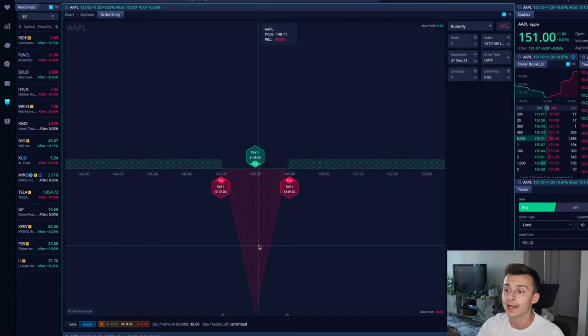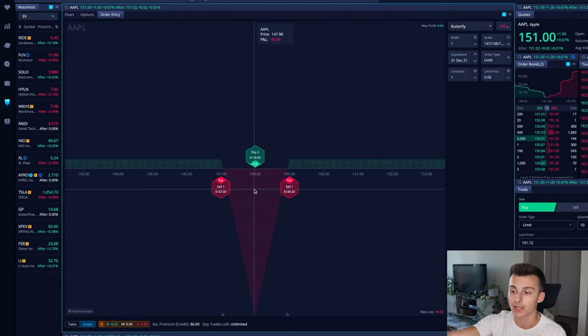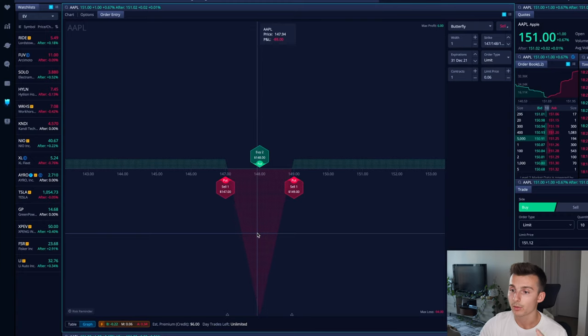However, if it ends up closing inside of this middle ground between 147 and between 149, then we could end up in the red and have to pay back essentially to close out our position because we originally got $6 credit. We're paying back up to, looks like in this case, up to $94 as the max loss if we were to expire right in the middle, okay? So there you guys have it.